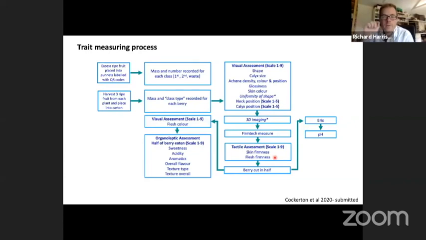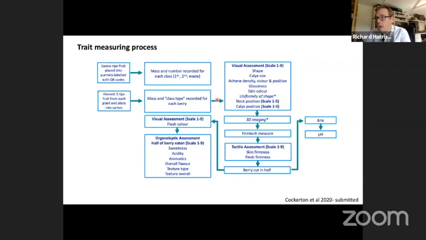So what we did was we tried to measure a lot of traits related to fruit quality, because we're working with industry partners and they're very interested, obviously, in having the highest quality of fruit going into their programs and coming out onto the supermarket shelves. And so we went through quite a long phenotyping pipeline where we would take harvest ripe fruit, we would take the mass of those fruit, the class of the fruit, so how good it is in terms of supermarket performance. We'd do visual assessments on shape, calyx size, achene density. Those are the seeds of strawberry, their color, their position, glossiness, skin color, uniformity, and so on and so forth.